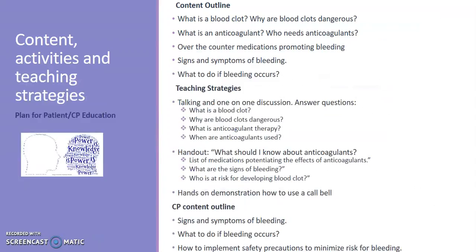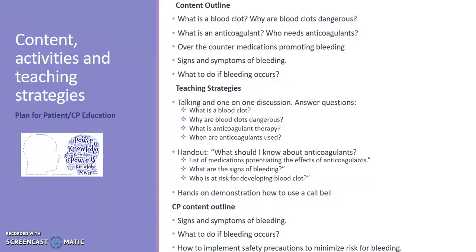Patient teaching materials will include information about blood clots and anticoagulant therapy, over-the-counter medications promoting bleeding, signs and symptoms of bleeding, and what to do if bleeding occurs. The patients will be taught through talking and discussion and answering patients' questions. The patient will receive a handout, "What should I know about anticoagulants," when appropriate.